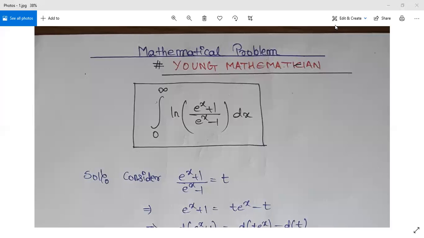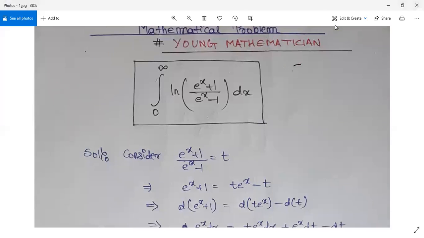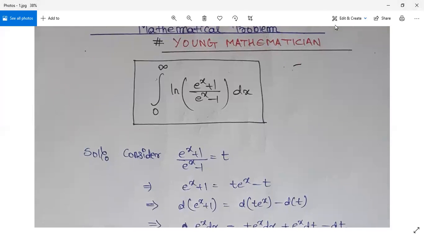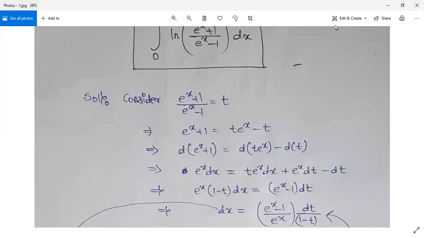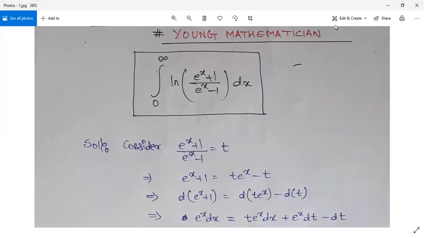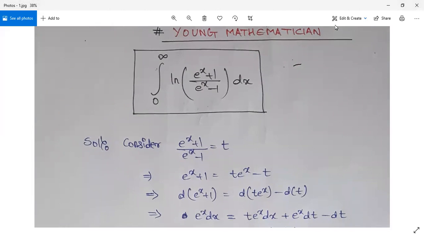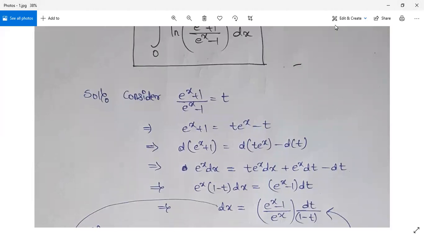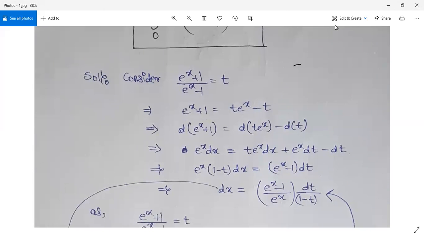So here we go. First of all, we need to solve this question: the integral from 0 to infinity of the natural logarithm of (e^x plus 1) divided by (e^x minus 1) dx. So the solution begins right now. First of all, we will consider (e^x plus 1) divided by (e^x minus 1) equals t. Then we will take e^x minus 1, which is in the left-hand side denominator, to the right-hand side numerator part. So e^x minus 1 will be multiplied with t, and so we get our second step.